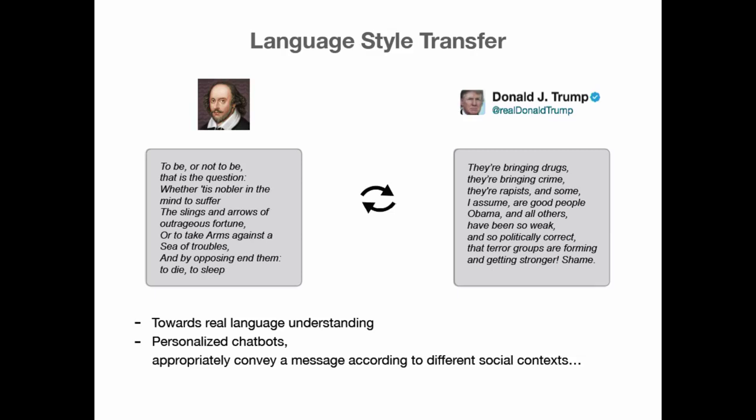Instead of using massive amounts of parallel data like in machine translation, we are interested in a more realistic scenario where we only assume access to 2 non-parallel corpora and learn to transfer the style between them. This is an important step towards real language understanding, and it has wide applications, such as to design personalized chatbots and to appropriately convey a message according to different social contexts.